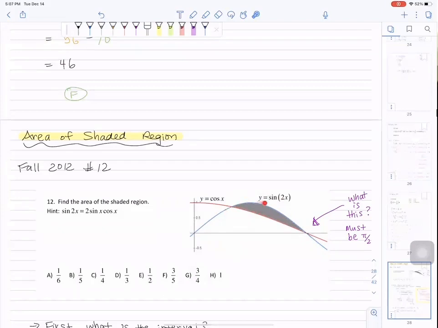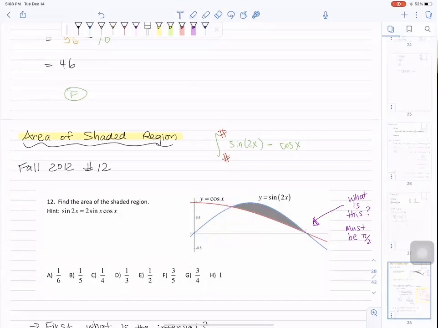You would do the integral of the top function, which is sine 2x, minus the bottom function, because that's how you get the shaded part. The top function minus the bottom function, cosine x. But then what are these numbers here? What do you put here? Like in the red. You need to know what this point is and what this point is.